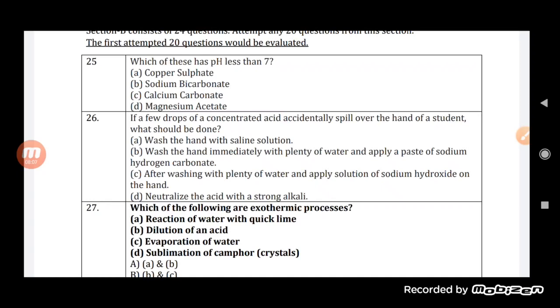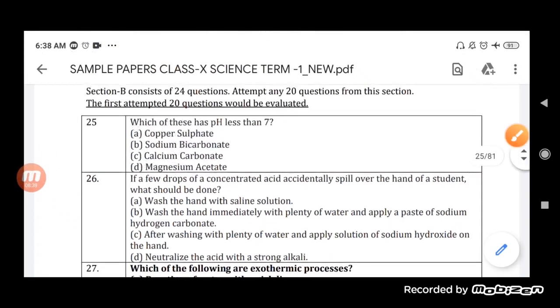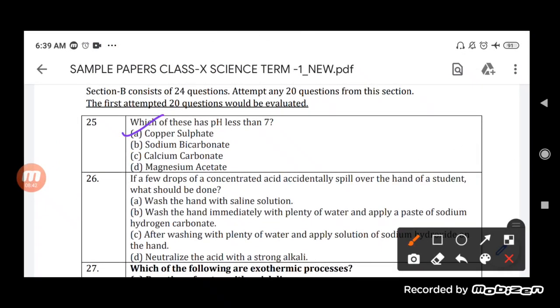Now see here, sodium bicarbonate is a base. Calcium carbonate and magnesium acetate also have a pH more than 7. It is copper sulfate whose pH is less than 7. So the option will be the first one, copper sulfate. Copper sulfate will be the correct option.